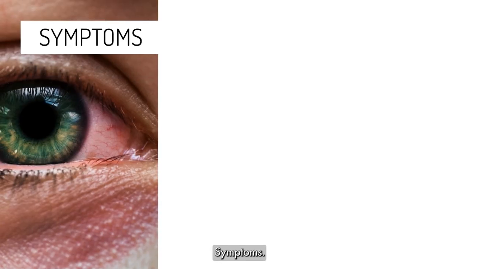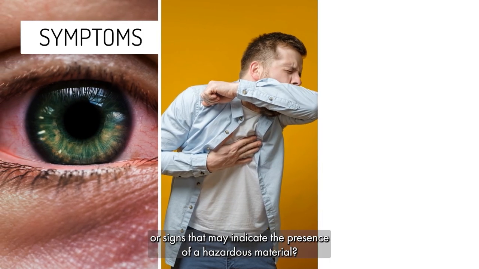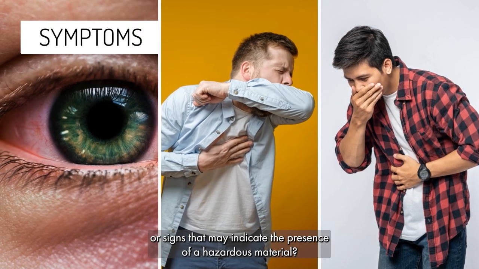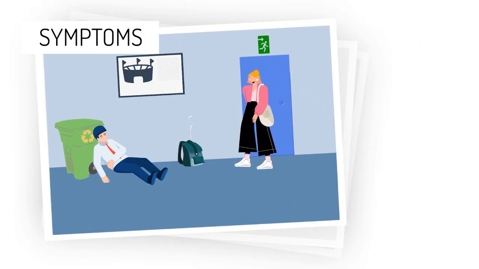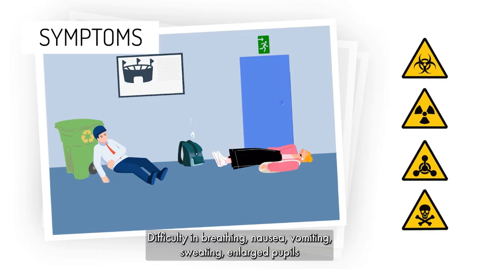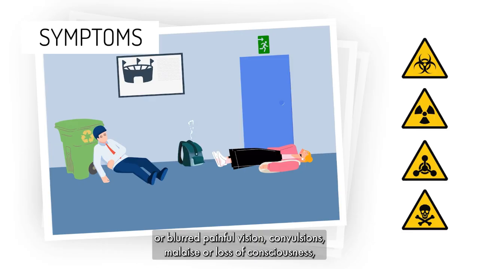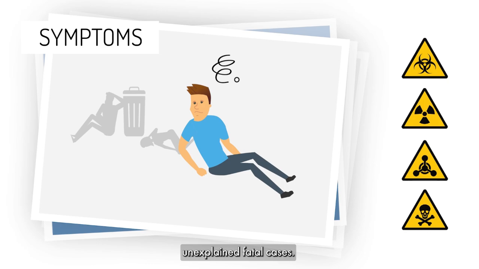Symptoms. Are there victims with unexplained symptoms or signs that may indicate the presence of a hazardous material? Irritation of skin, eyes, respiratory tract, difficulty in breathing, nausea, vomiting, sweating, enlarged pupils or blurred, painful vision, convulsions, malaise or loss of consciousness, unexplained fatal cases.